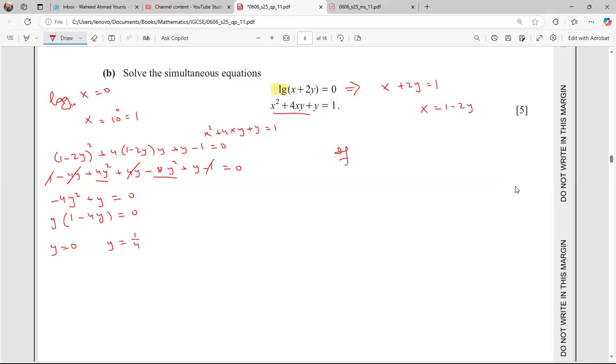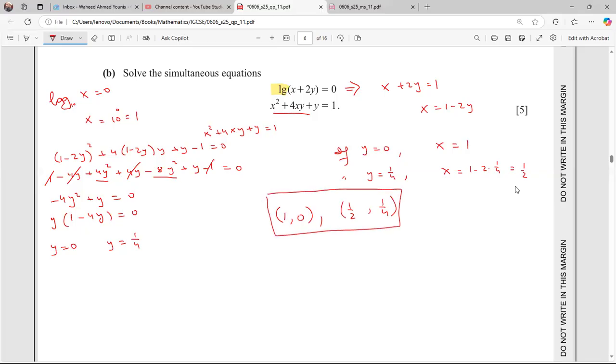So if y is equal to 0, then x is equal to 1. And if y is equal to 1 by 4, then x is equal to 1 minus 2 times 1 by 4. So 2 times 1 by 4 is 1 by 2. 1 minus 1 by 2 is 1 by 2. So our solution is x is 1 and y is 0. And the second one is x is 1 by 2 and y is 1 by 4. So this is our solution.